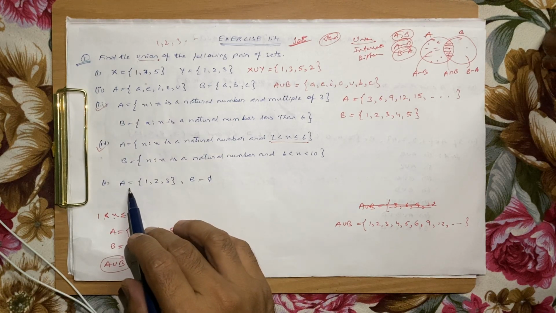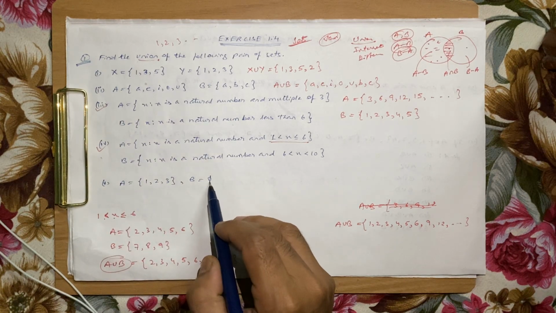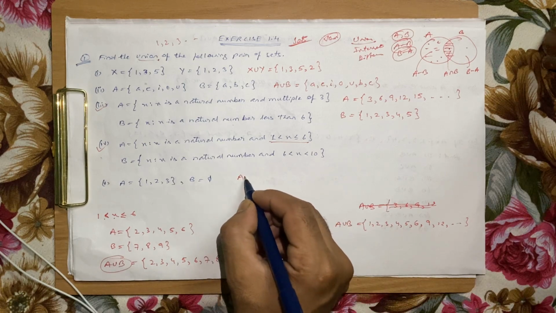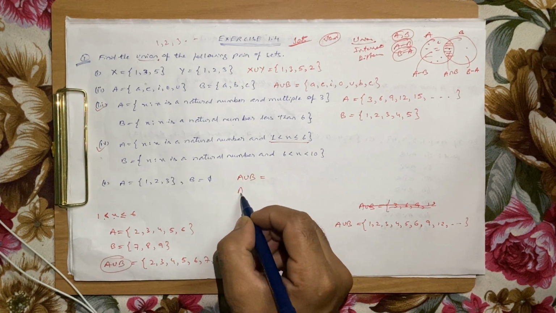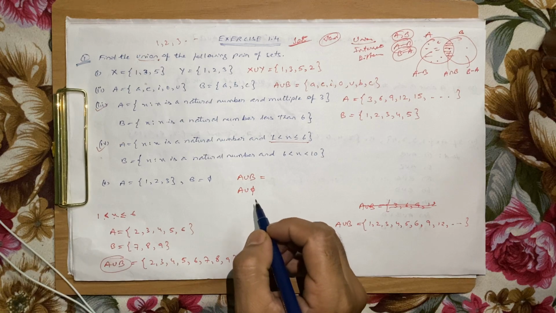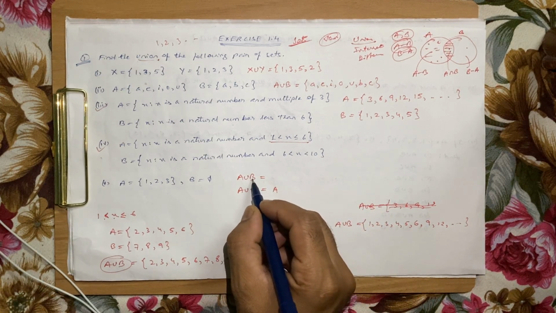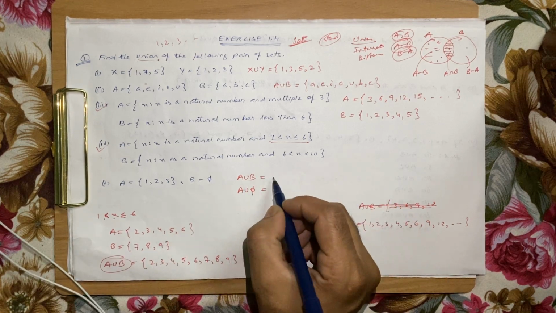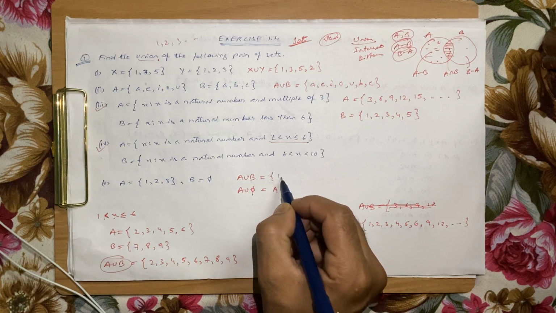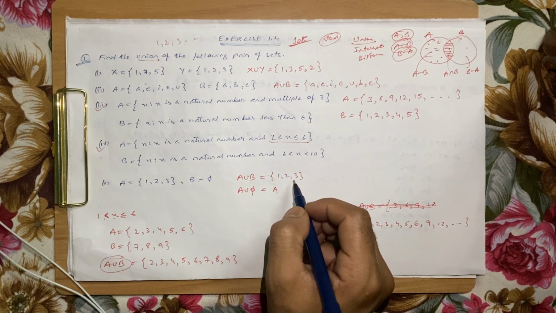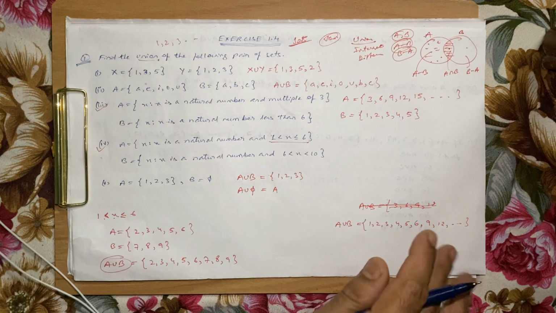Now this one, A is what? 1, 2, 3 and B is what? B is the null set. So what will be A union B, or A union the null set, as I've taught you in the lecture video? This will be simply A. In the place of this null set there is B, which simplifies itself. So this will be set A. That means 1, 2, 3. Simply the set itself, because the empty set has no elements in it.